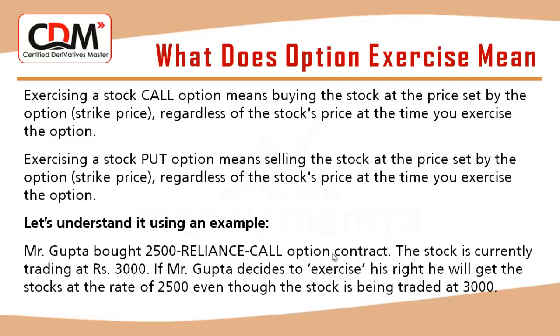Exercise means to take a physical delivery of that stock. But remember, in the Indian market, physical settlement has not yet been initiated. Only cash settlement has been initiated. So physical delivery is discussed only for understanding the difference between exercise and square off. In the Indian market, we can only square off our position. We cannot take a physical delivery in the stock market. So this is what we mean by option exercise.